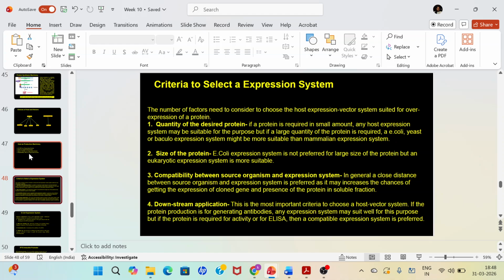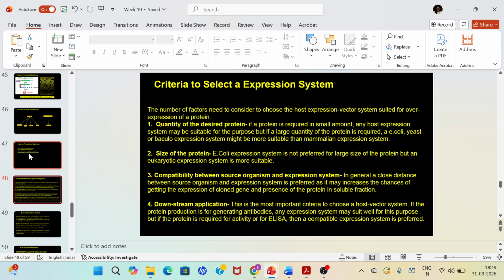What is the size of the protein? Generally, the E. coli expression system is not preferred for large proteins. In that case, a eukaryotic expression system is more suitable. Then there is the compatibility between the source organism and the expression system, from wherever you've gotten the gene.